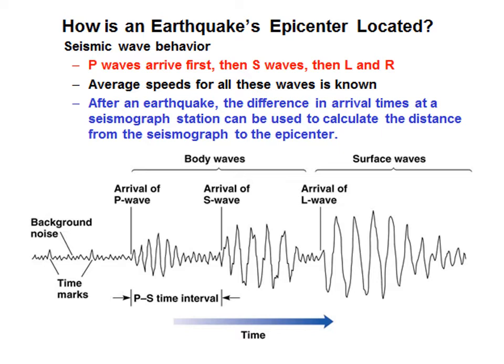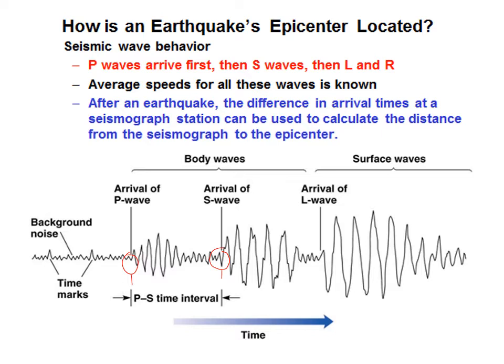So as you can see here, the first wave to be detected by the seismograph is your P wave. Okay? So in a seismogram, which is a record of an earthquake, you can see here the arrival of the P wave. And then after the arrival of the P wave, it will be followed by the arrival of the S wave. The time between the arrival of P and S waves can be computed by subtracting the time of the arrival of the P wave from the arrival of the S wave.